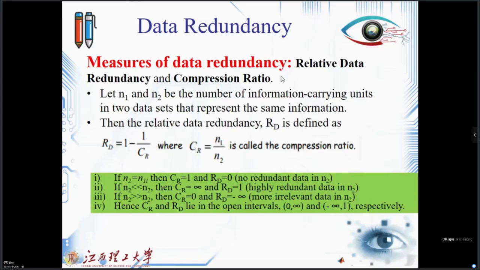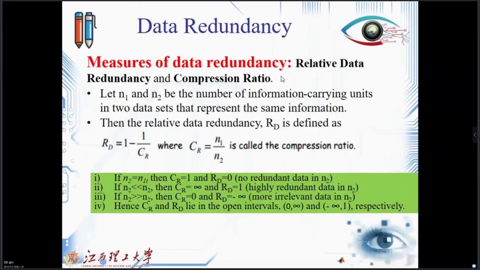Now, let us analyze this formula. Which cases can we have? We can have N1 equal to N2, and then CR will be 1. In that case, if CR is 1, RD is 0, meaning that there is no redundant data in N2. Without redundant data in N2 means that between the comparison and the image input, there is no difference. See the other case, that N1 is much greater than N2, and then CR becomes infinity, and if CR becomes infinity, RD is 1. It means that we have highly redundant data in N1.